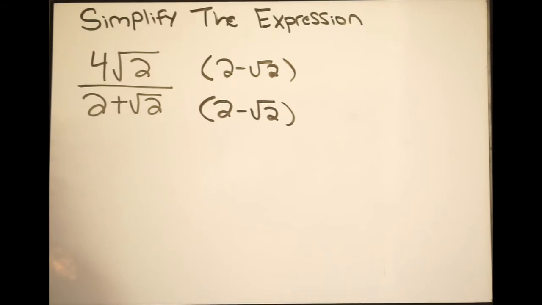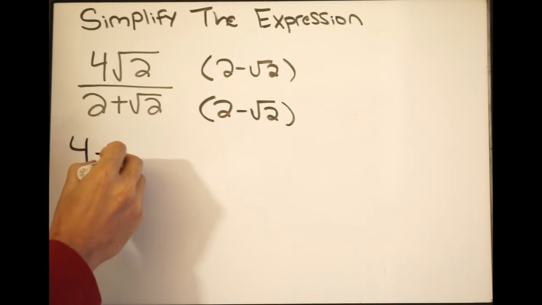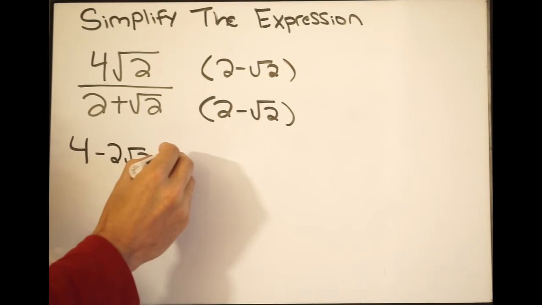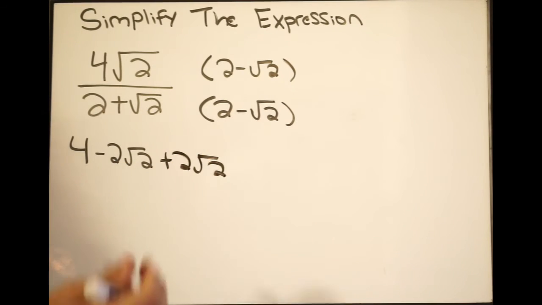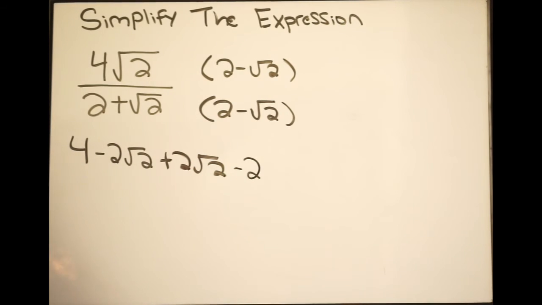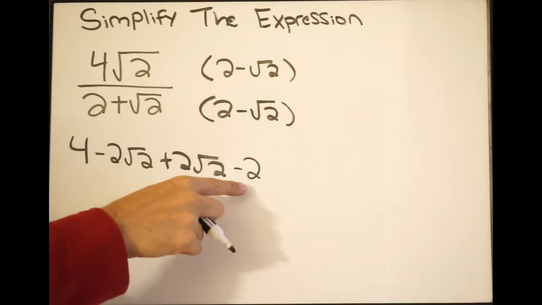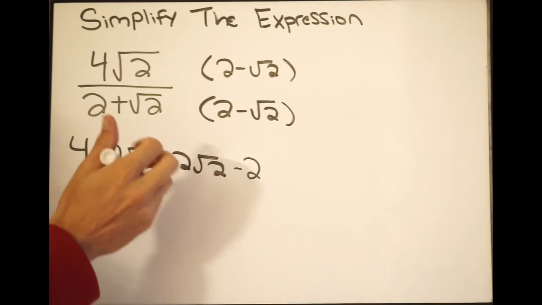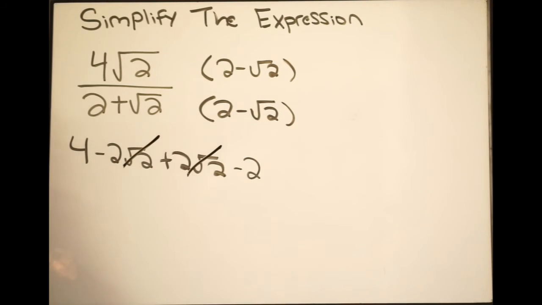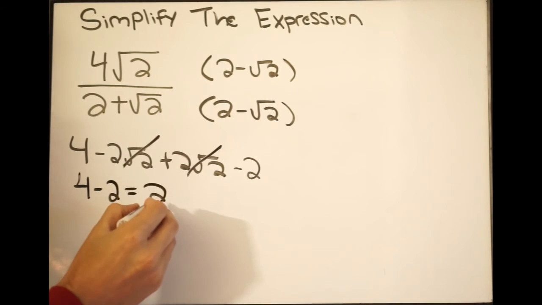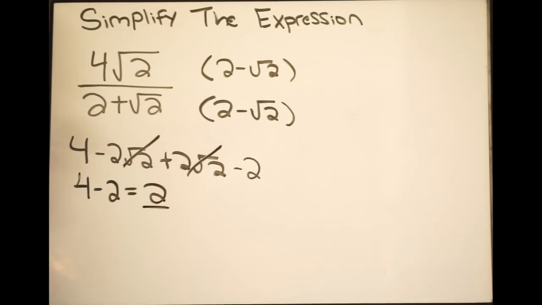So doing first, we get 4. Okay. Doing outside, we're going to get negative 2 square root of 2. Doing inside, we get positive 2 square root of 2. And then doing last, we're going to get negative 2. Okay? Square root of 2 times the negative square root of 2 is negative 2. So you can see how this works out. Notice how our square roots here are going to naturally cancel out, right? And now we're just left with 4 minus 2, which is simply going to be 2. This is what's going to be on our denominator, right?